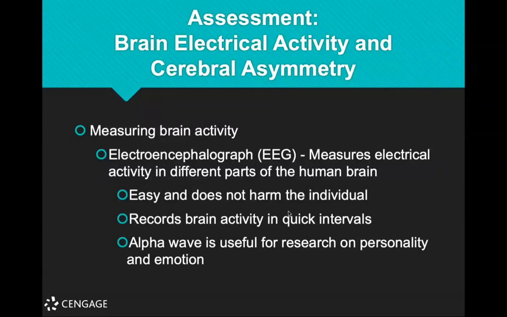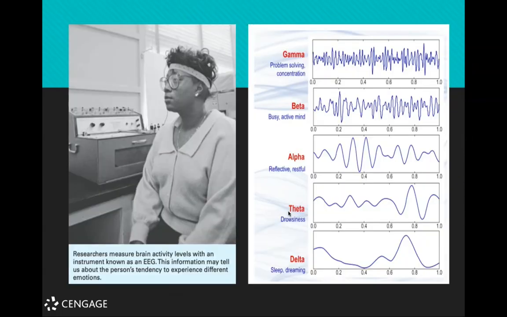So what they did was they took what is known as the electroencephalograph, the EEG in short, which is known to measure the electrical activity of the brain. And they hooked the person onto these different EEG wires and measured the electrical activity in different parts of the human brain. Now, EEG is easy, does not harm the individual, records brain activity in quick intervals, and also gives you the alpha wave, which is useful for research on personality and emotion.